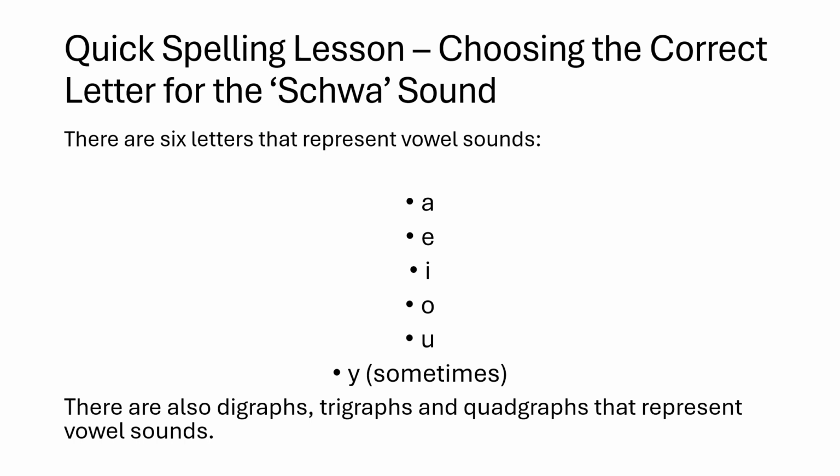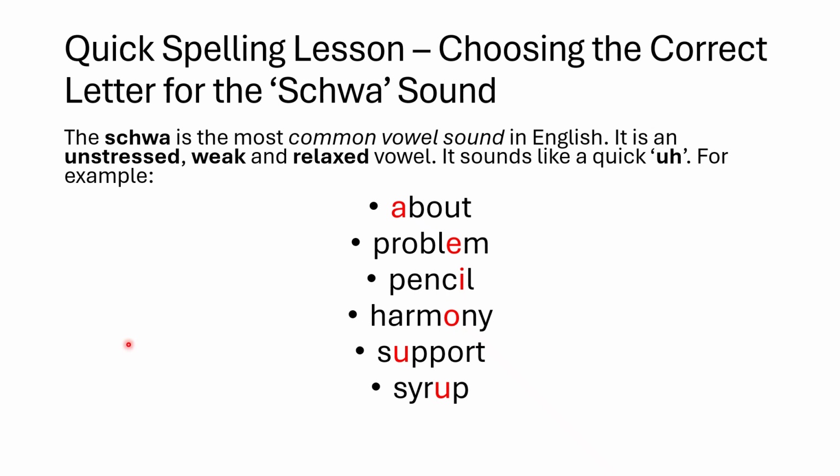There are 6 letters that represent vowel sounds: A, E, I, O, U, and sometimes Y. There are also digraphs, trigraphs, and quadgraphs that represent vowel sounds. The schwa is the most common vowel sound in English. It is an unstressed, weak, and relaxed vowel.